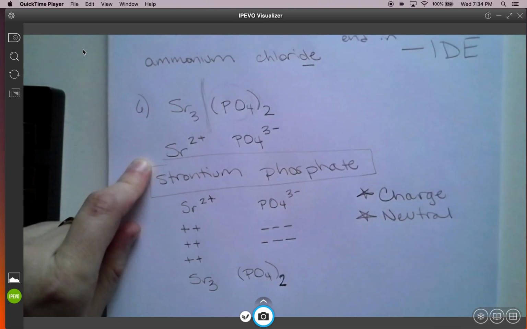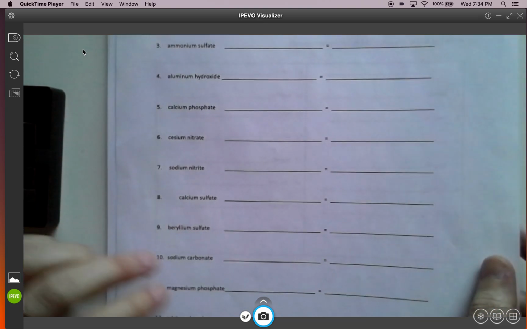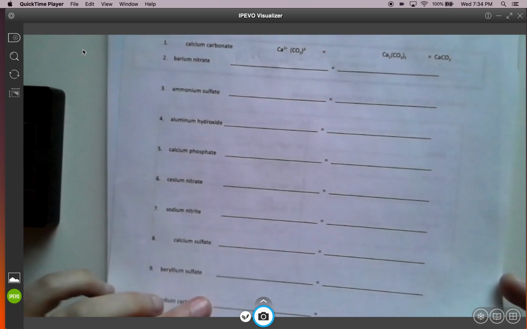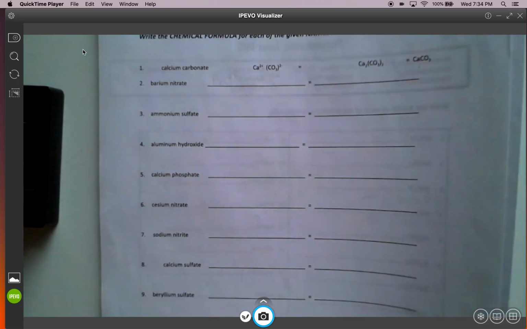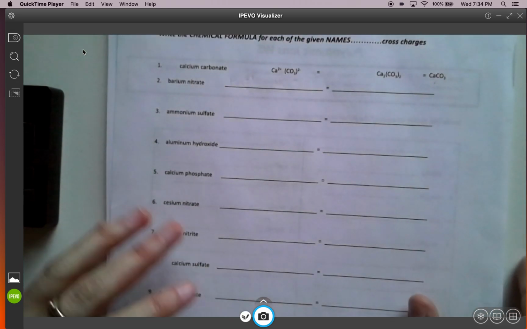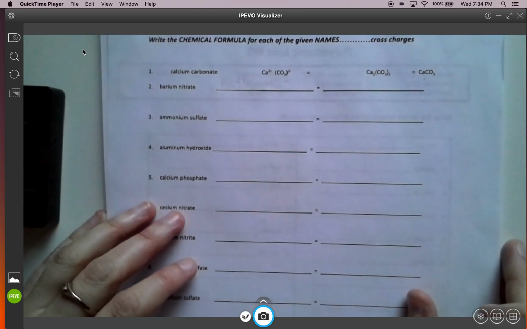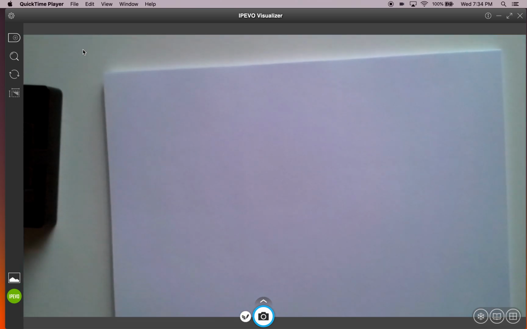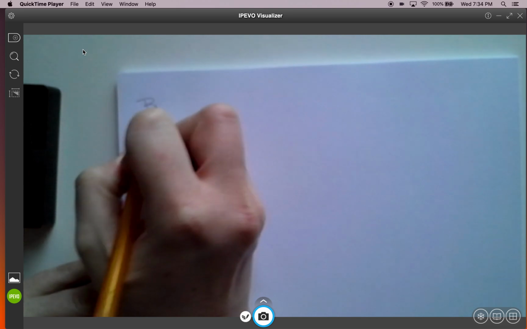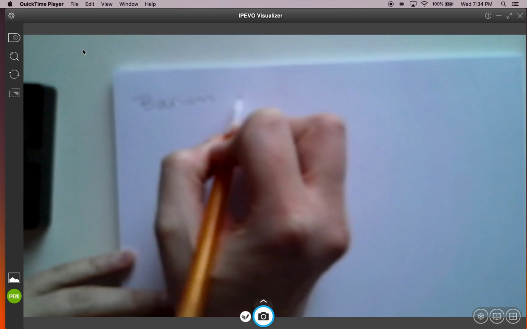All right, let's do some examples from over here. Again, this is the exact same page I've got linked on your calendar. It's also on your Google Docs. You're welcome to use this. Off we go. We're going to do 2 examples, and we'll start with the top one. So we've got barium nitrate.